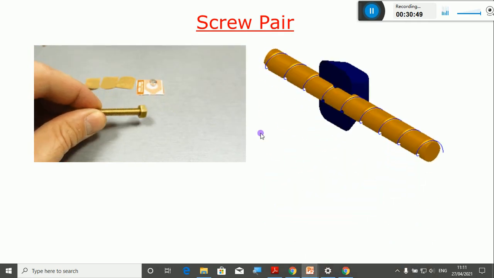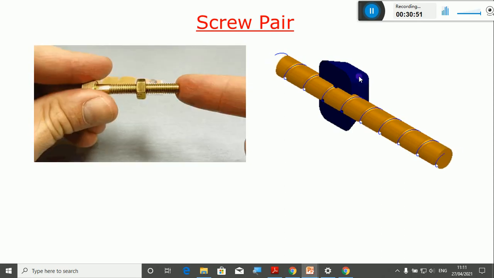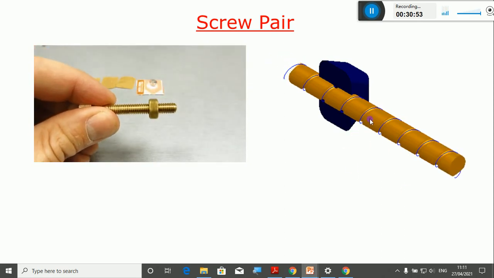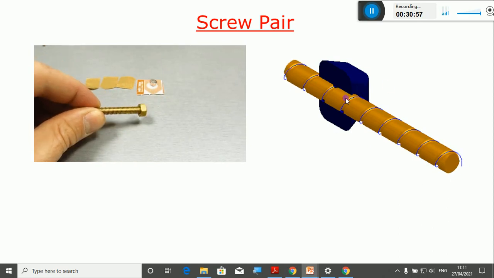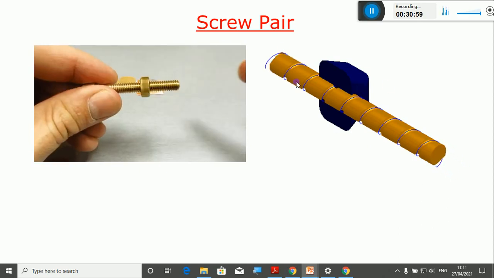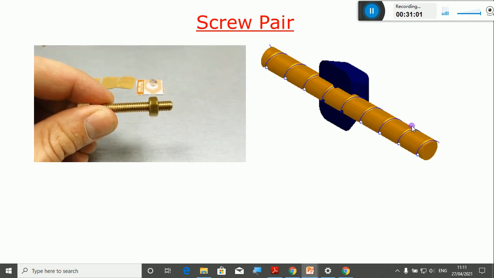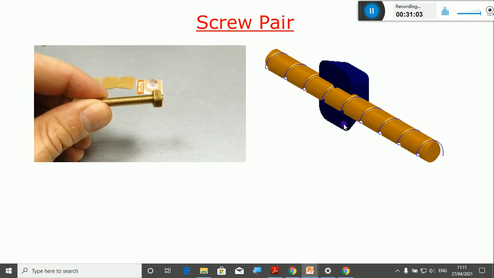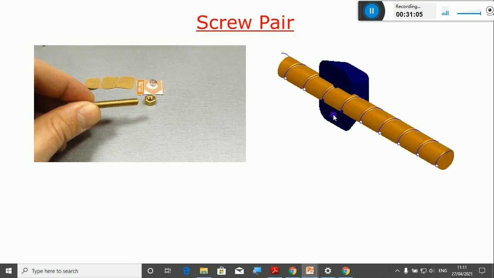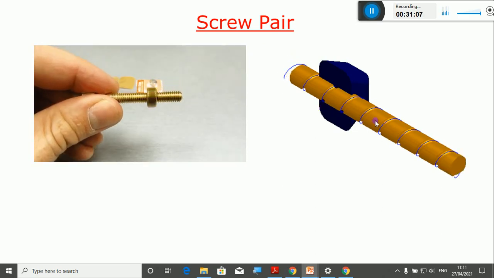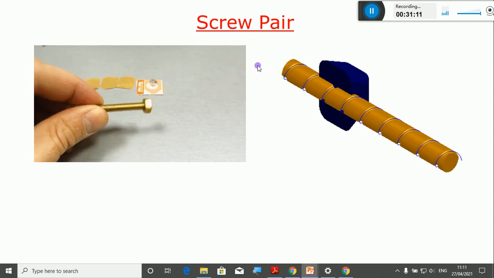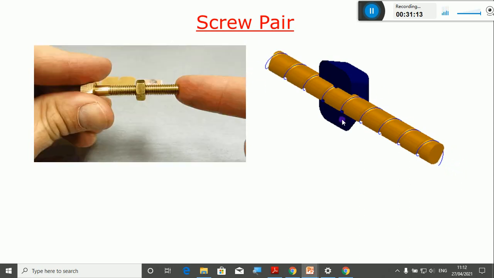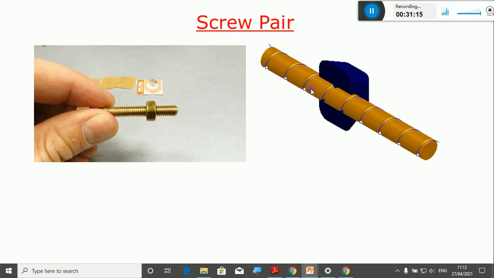So again one more, the shaft which is having the threads around its periphery, and this also is one more element which is having the internal threads. In this case it is rotating as well as having a linear motion, but I cannot call it rolling because we are taking the help of screw threads to get a motion. So hence the combination of these two links I can call a screw pair.